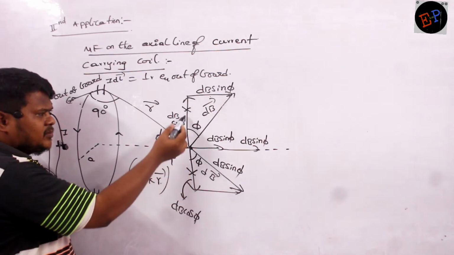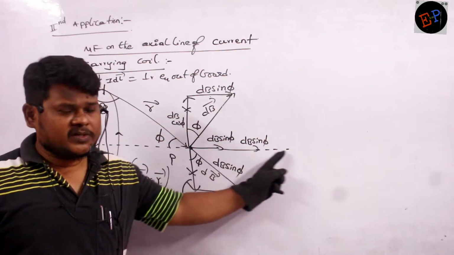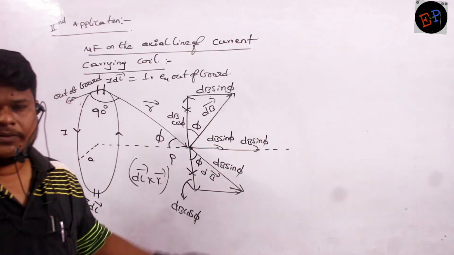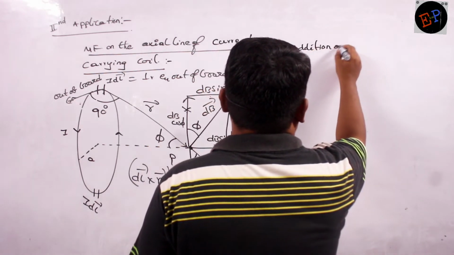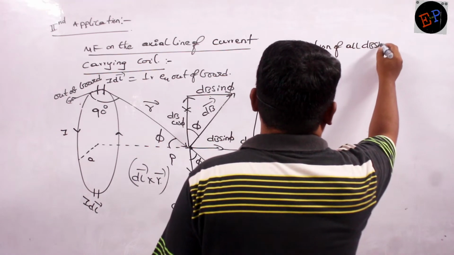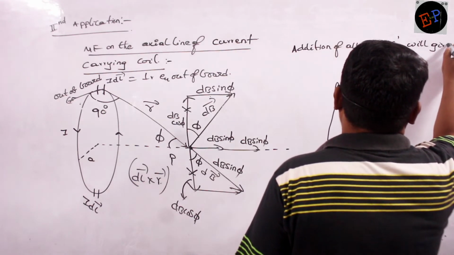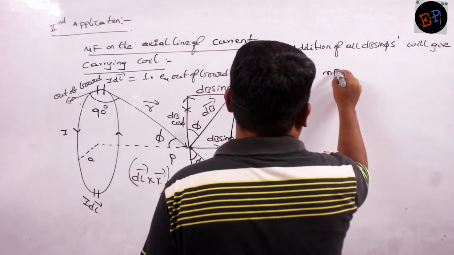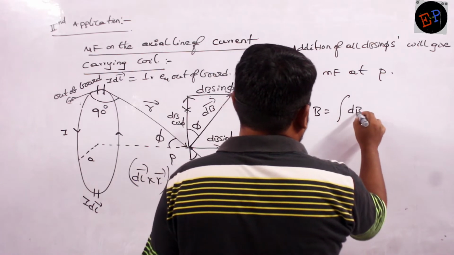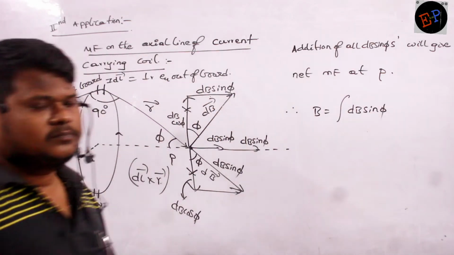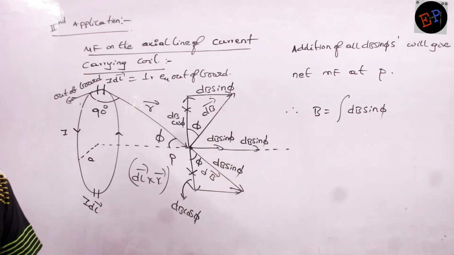The dB cos phi's are exactly in opposite directions, so they get cancelled. But the sin phi's are in the same direction. Therefore, if you add all these dB sin phi's, you will get the total magnetic field. And how to add them? Integration. So the addition of all dB sin phi's will give the net magnetic field at point P. Clear? I can say B is equal to the integration of dB sin phi. Integration is nothing but addition, so add all the dB sin phi's and you will get the total magnetic field. That's it.